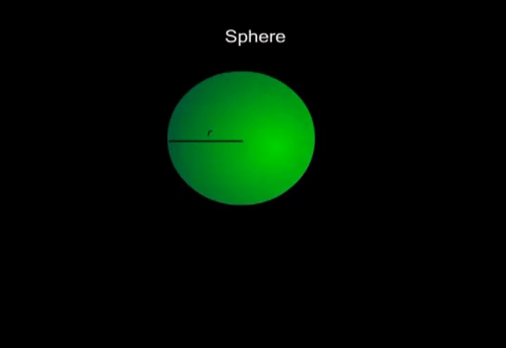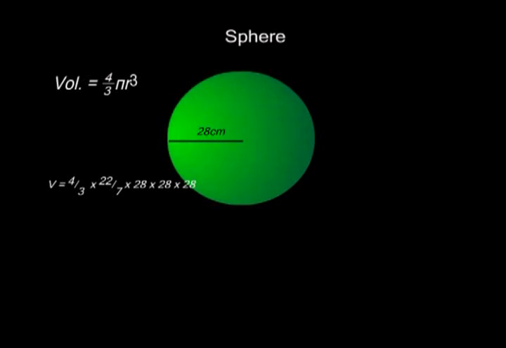Lastly is the volume of a sphere. The volume of a sphere of radius r is given by the formula. Volume is equal to 4 over 3 times pi r cubed. For example, the volume of a sphere of radius 28 centimeters is equal to 4 over 3 times 22 over 7 times 28 times 28 times 28. That gives us 91,989.33 cubic centimeters.